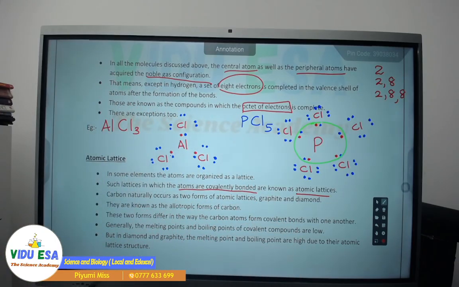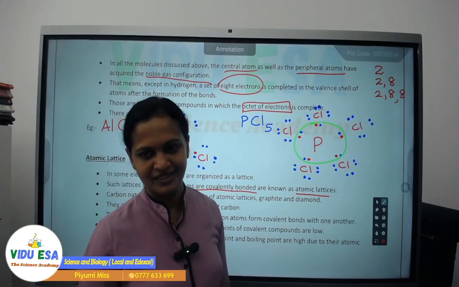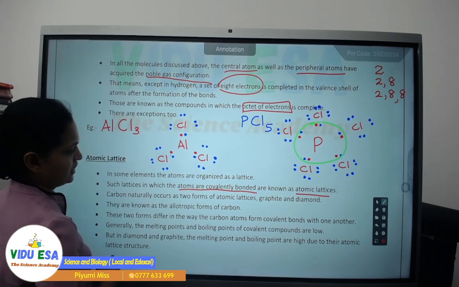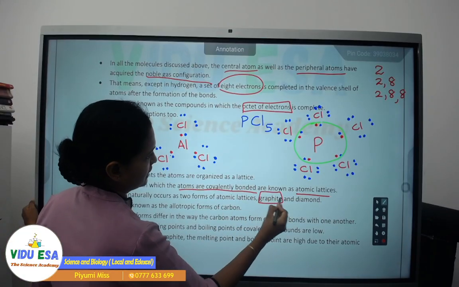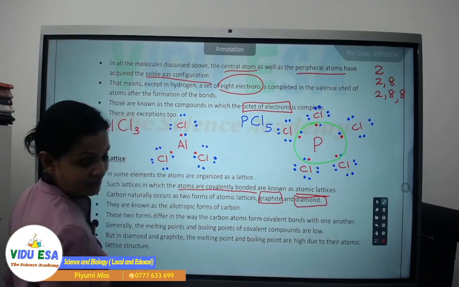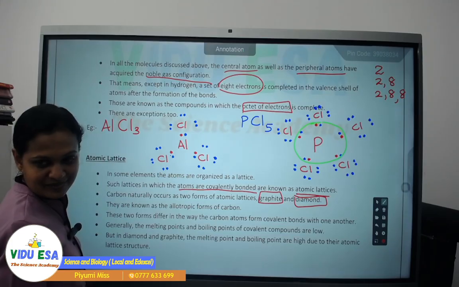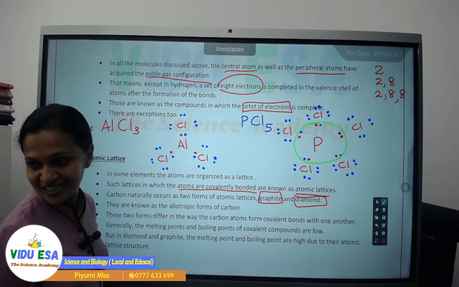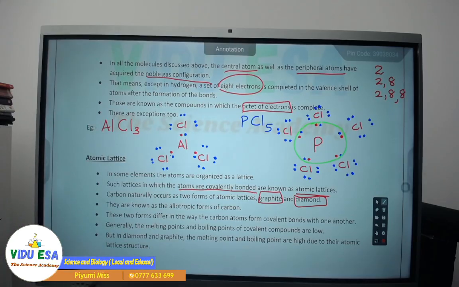We are going to talk about 2 such atomic lattices. We learned about the ionic lattice of sodium chloride. Carbon naturally occurs as 2 forms of atomic lattices. One is graphite and the other one is diamond. You have learned about these two in grade 9. Remember? What was the lesson? Yes. Nanotechnology, right?